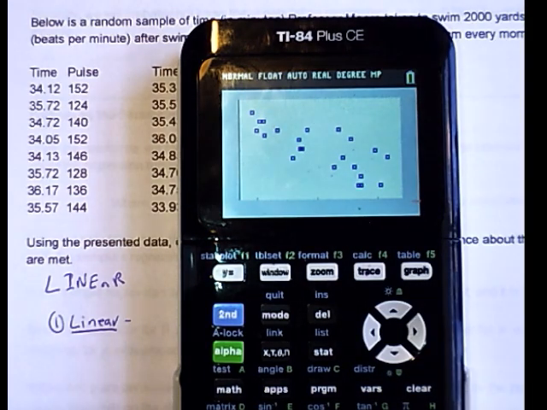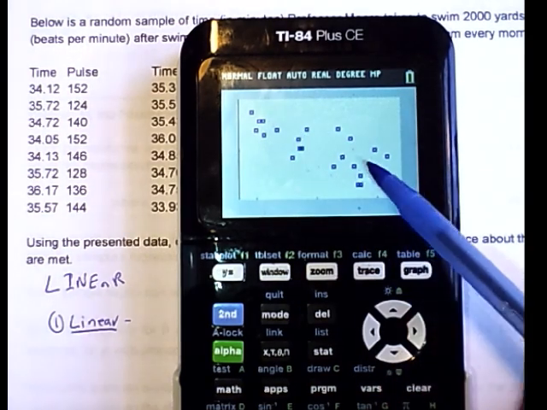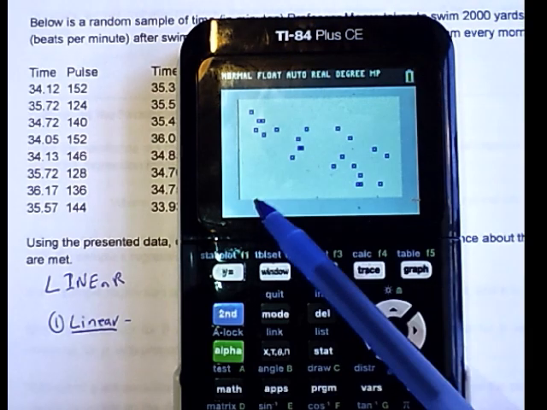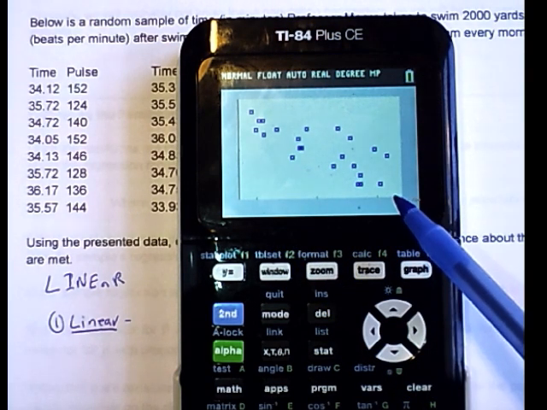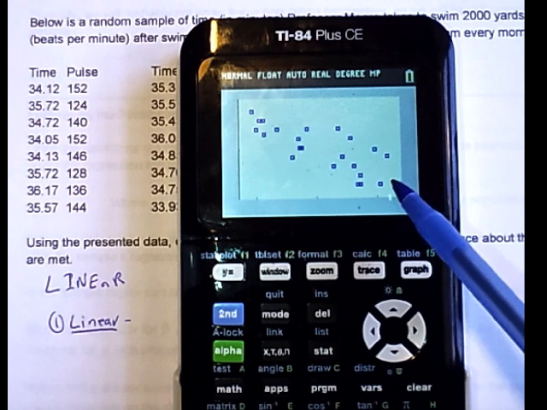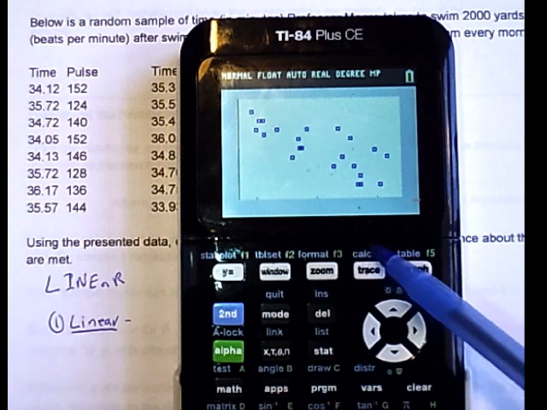If I'm just looking at that, the data does appear like it's going in some sort of a linear fashion. As time increases, pulse rate's going down. If it takes him longer to swim, he's not getting his heart rate up quite as much. So that's the general pattern.